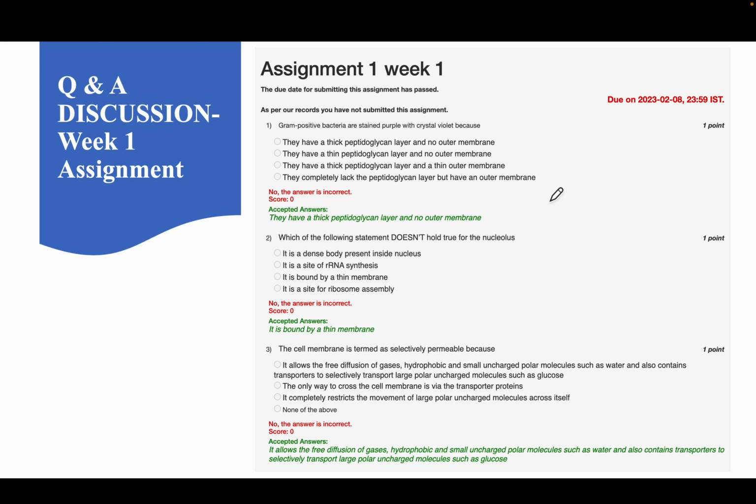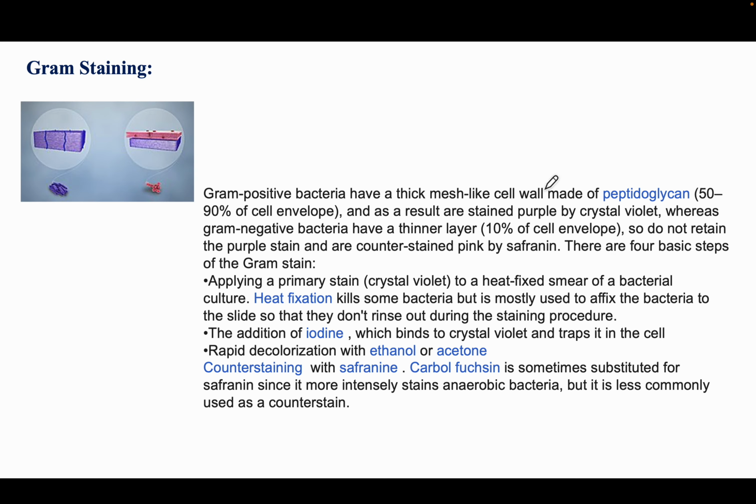So I would like to discuss what crystal violet staining is at first. This staining is also called gram staining. If we compare the cell wall of gram-positive bacteria and gram-negative bacteria, this is the cell wall of gram-positive bacteria and this is the cell wall of gram-negative bacteria. In this case, they have a very thick mesh-like cell wall. You can see this blue or purple colored thing is the cell wall of gram-positive bacteria.